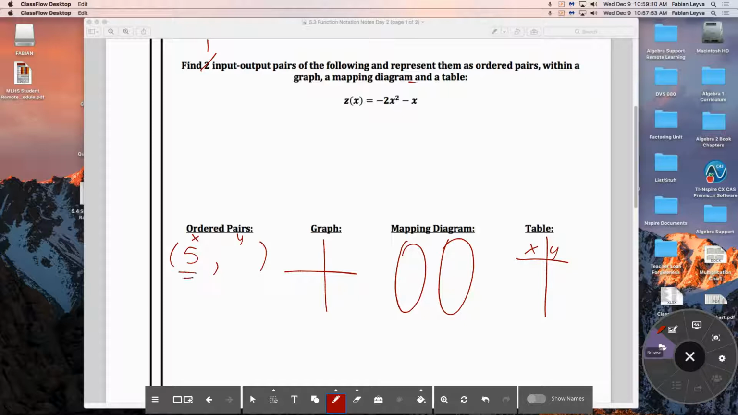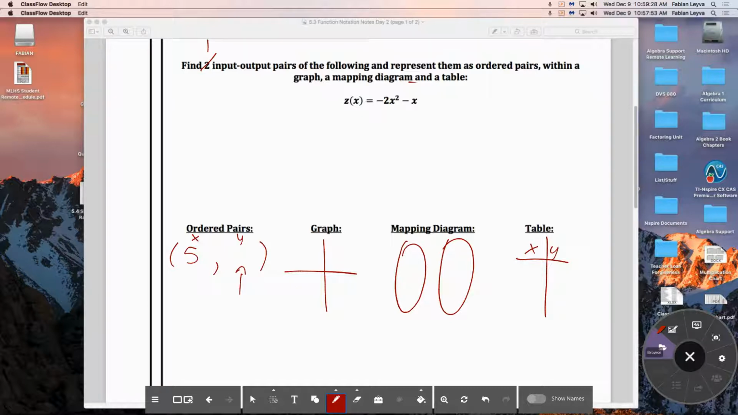Choose whatever x value you want, and it is your job to find its output pair. Now, each x is going to have a different output pair. You just have to find it correctly. If you chose 3, it's going to be different. If you chose 2, or if you choose 5 to go along with me, it's going to be different. So let's go ahead and find that output pair.